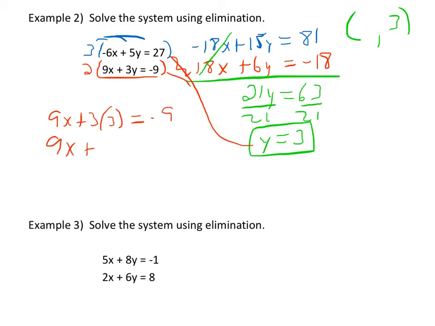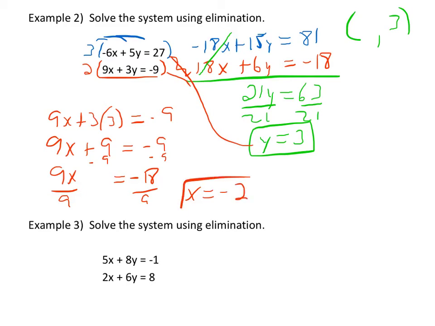So 9x plus 9 equals a negative 9. 9x, if I subtract 9 from both sides, will equal negative 18. I divide by 9, and x will equal negative 2. And there's our coordinate of intersection.